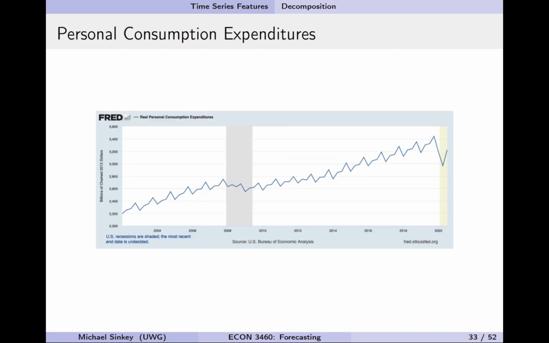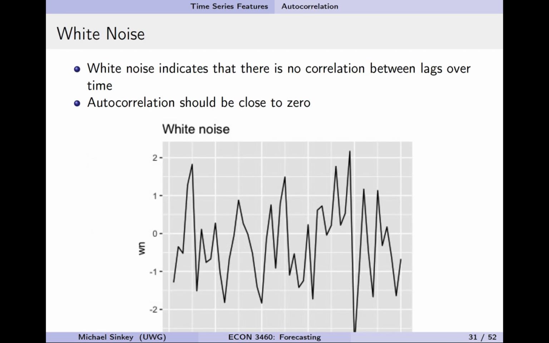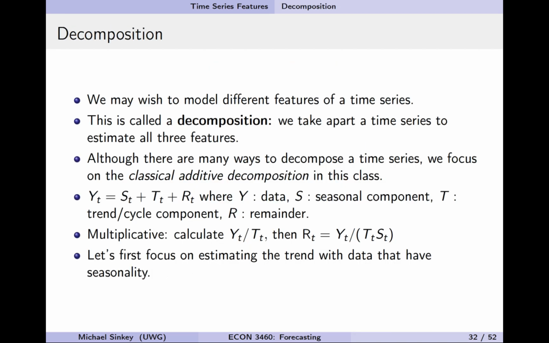Okay, so this is a time series with clear trend. It's a time series with clear seasonality. And what we would like to do is estimate the trend first. So when we think of a decomposition, I'm taking apart the time series. I'm decomposing it into a seasonal component, a trend component, and a remainder. So Y is the time series. S is the seasonality. T is the trend. R is the remainder. So when we talk about a seasonally adjusted time series, we're taking Y and we're subtracting out the S.